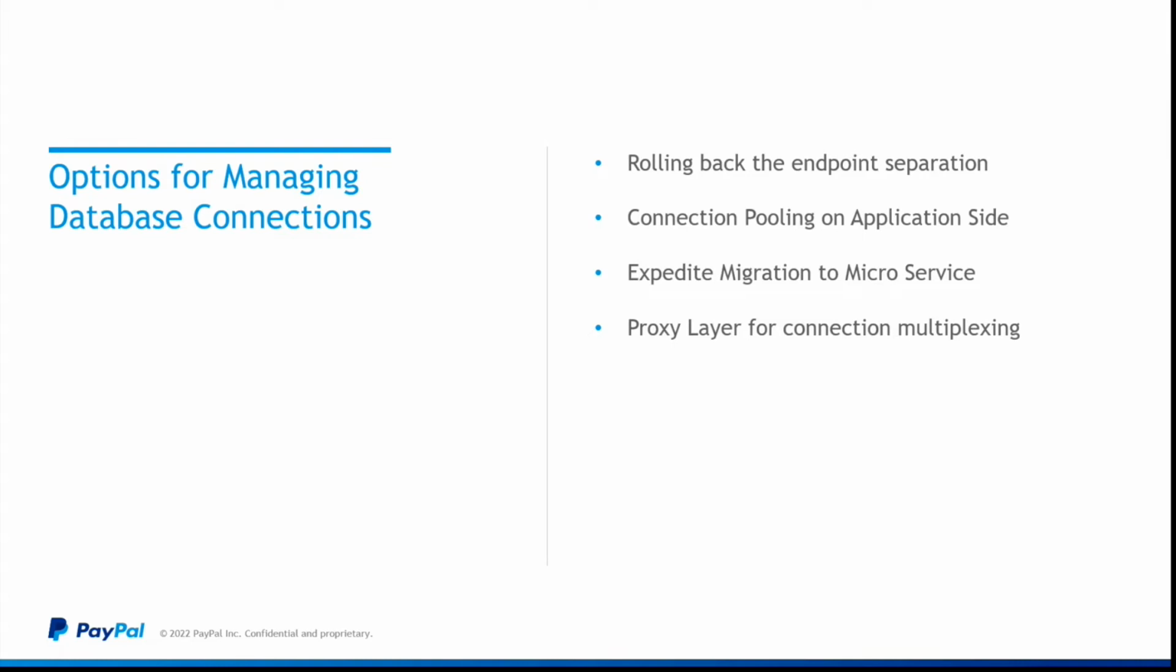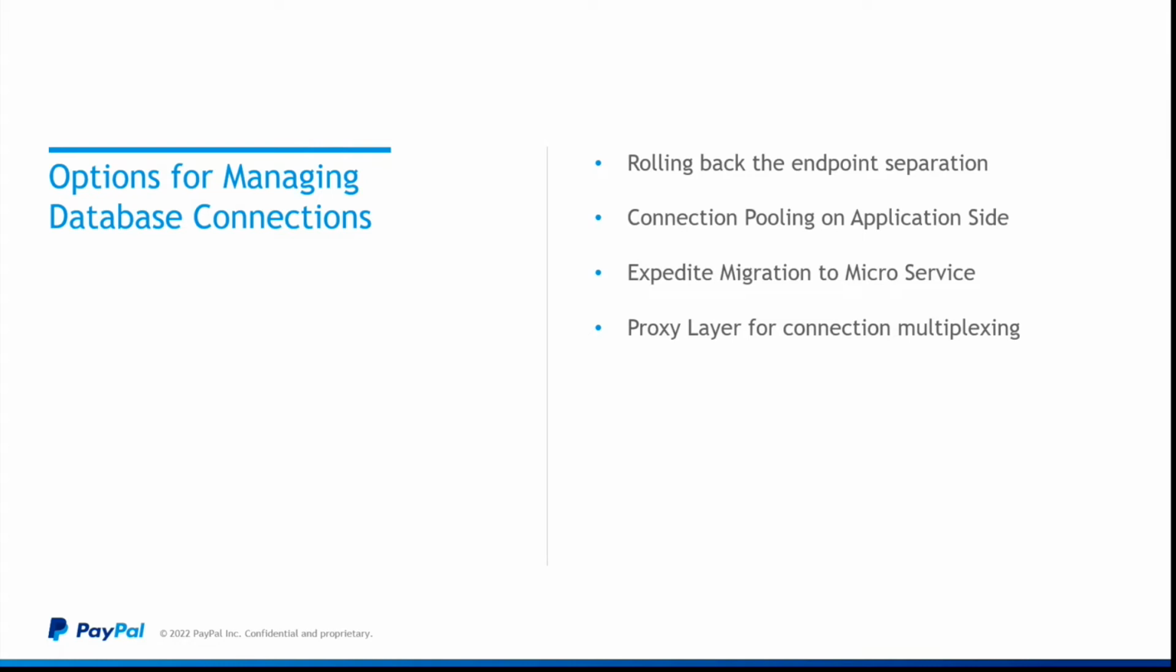The second option that we were thinking about was having connection pooling on the application side, which we didn't have before. Adding connection pooling might not be as easy as it sounds, especially the way our current application was set up. It would have required architecture changes and other changes to even implement connection pooling, and some of the applications might not be able to do it as quickly as we would like.